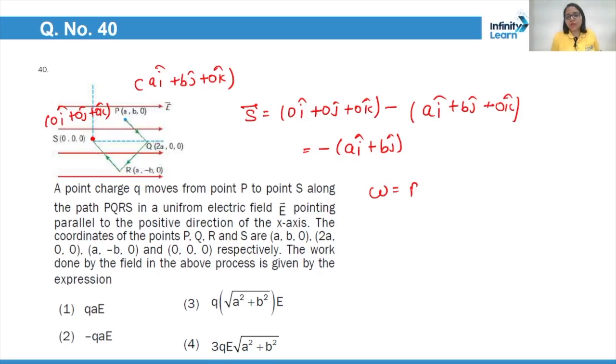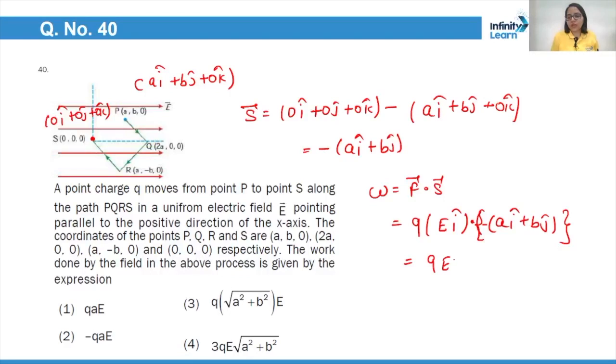Work done is force vector dot displacement vector. So force vector will be Q into E vector. E vector is along x-axis, right? So it is E I cap dot S vector, which is minus of A I cap plus B J cap, right? So this will be QE into minus A. So it is minus QAE, right? So correct answer is option 2.